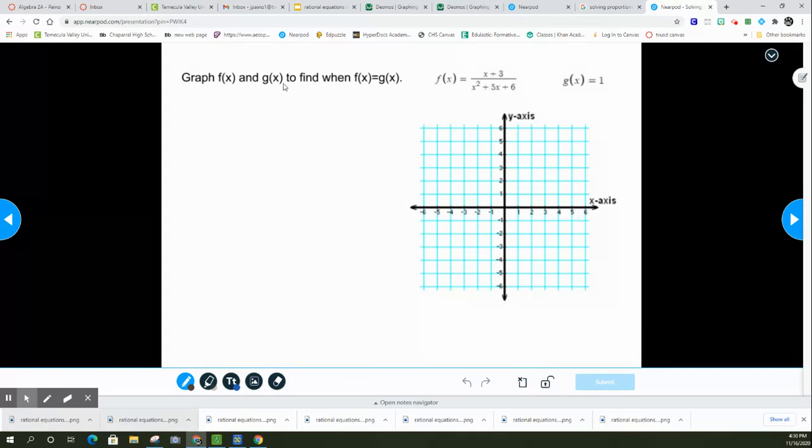So we have f of x and g of x. f of x is this rational function. g of x is this linear function. We want to know when they are equal. So we need to graph both.